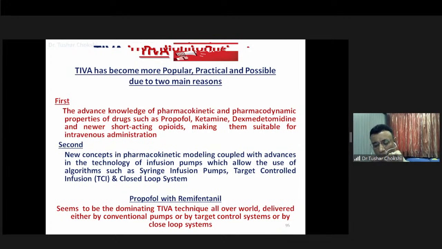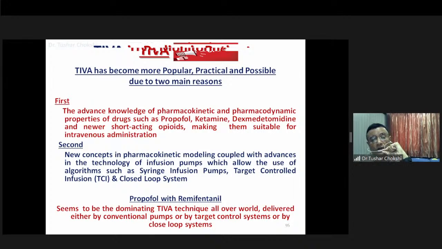Here I want to tell you, when the TCI machine was not there, at that time TIVA was practiced with all the drugs. But now TIVA is with Propofol. The only drugs available were Propofol and a little bit of Remifentanil. Since the last 2 years, Dexmedetomidine, Ketamine, other narcotics, and even midazolam have come, and TCI machines are available for these drugs also.